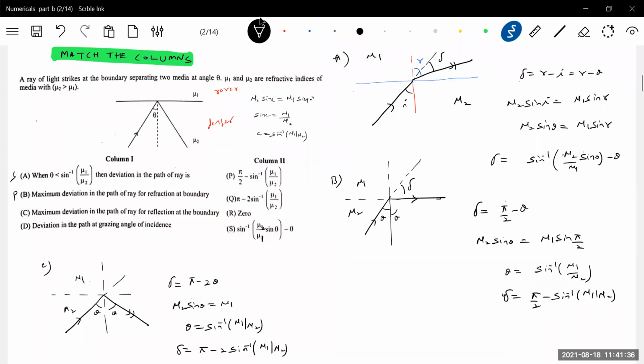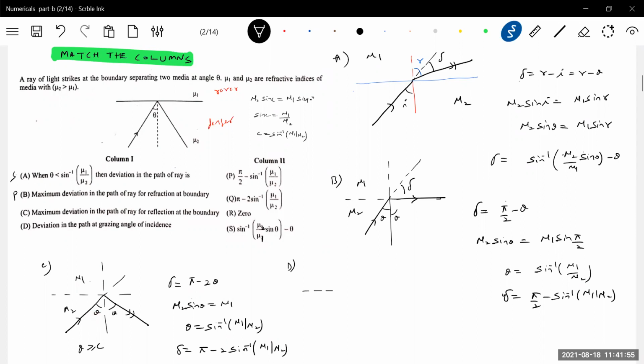Option C, you see how I'm applying Snell's law: theta just greater than or equal to the critical angle. What is theta? Just take the critical angle equal to critical angle. Deviation in the path at grazing angle of incidence.